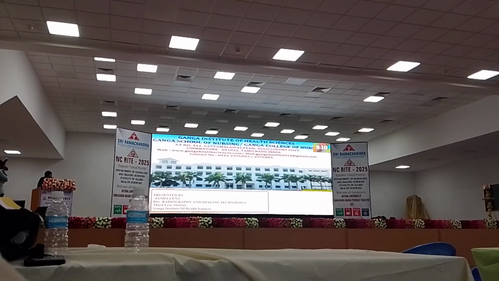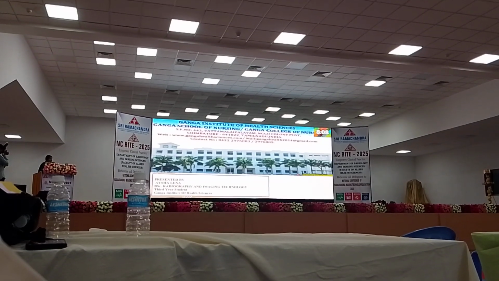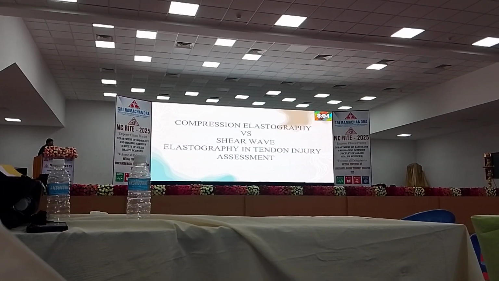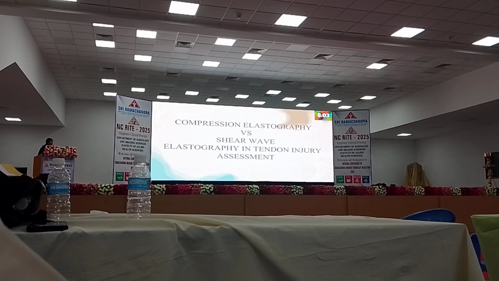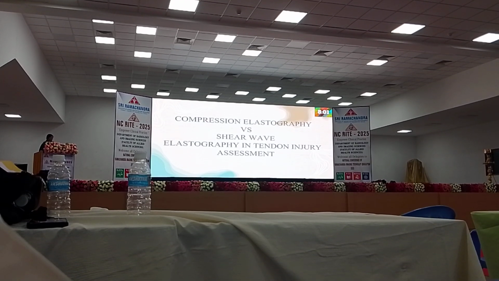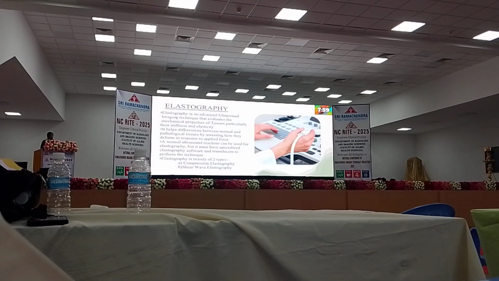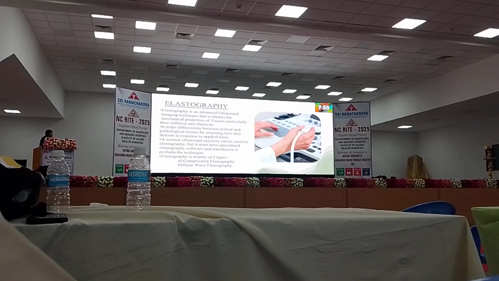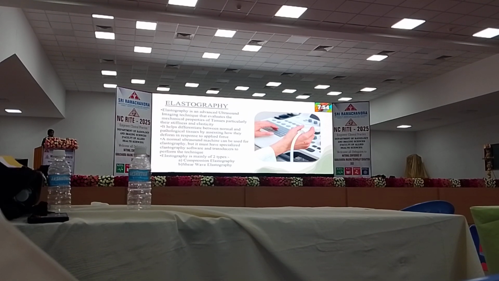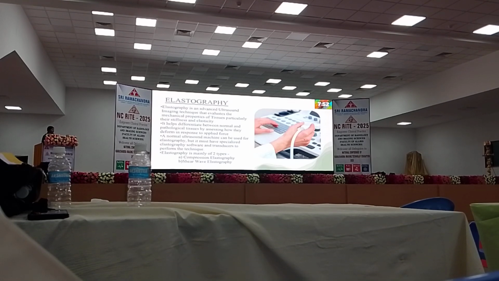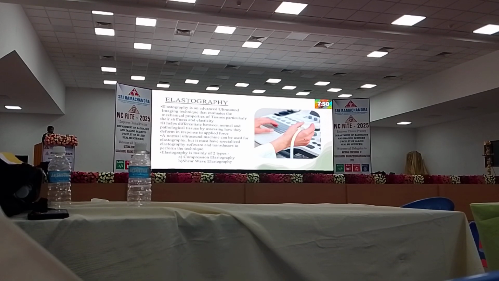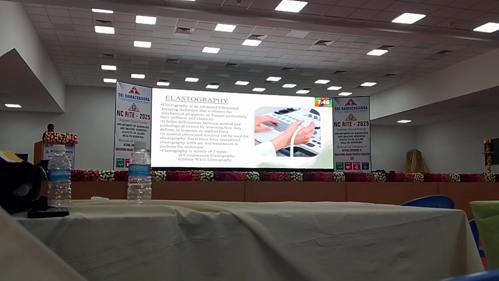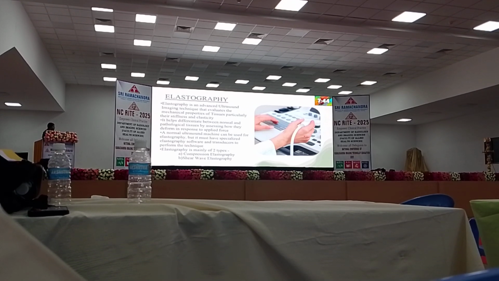Today I am discussing an incredible advancement in musculoskeletal imaging: compression elastography versus shear wave elastography in tendon injury assessment. Elastography is an advanced ultrasound technique used to evaluate the mechanical properties of tissue, including elasticity and stiffness. It helps differentiate pathological and normal tissue by assessing how well they perform under an applied force.